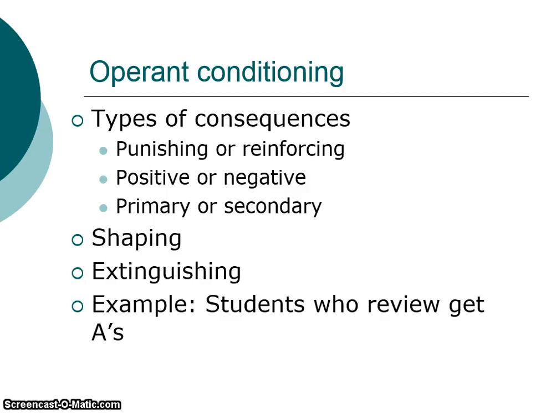So what happens if I punish? What happens if I ignore? What happens if I reinforce incompatible behaviors? So if you want to practice, think about a student who reviews and gets an A. Okay, so they're getting something, so it's positive. They're more likely to review in the future, so it's positive reinforcement. And they have to learn that an A is something that's valuable, so it's secondary. So it's all three of those things.